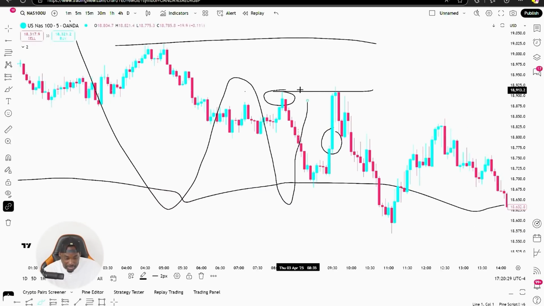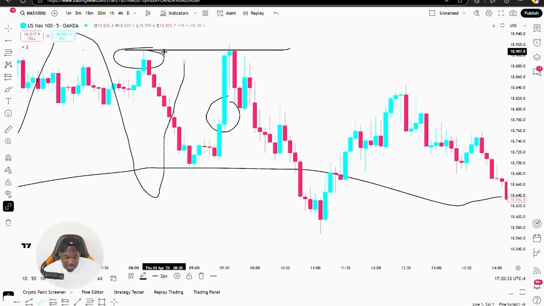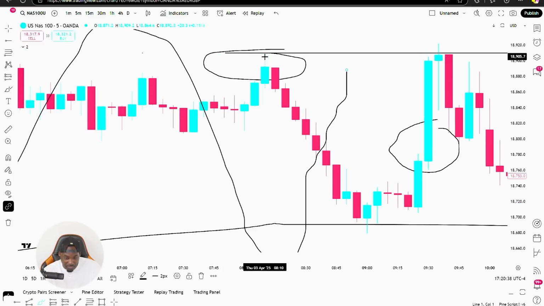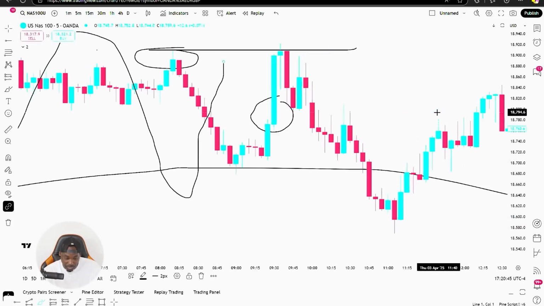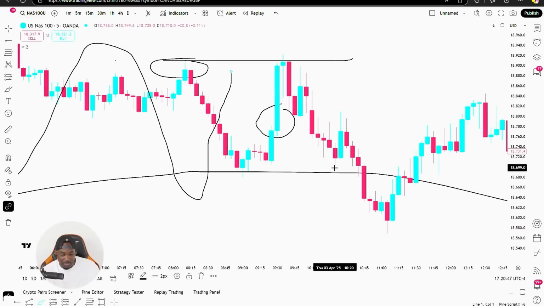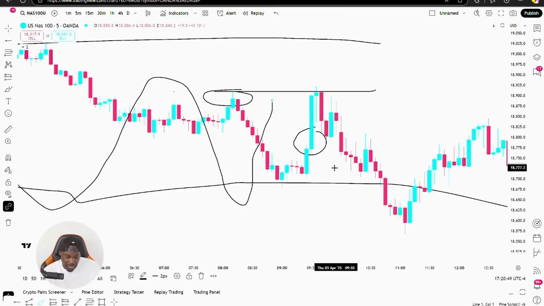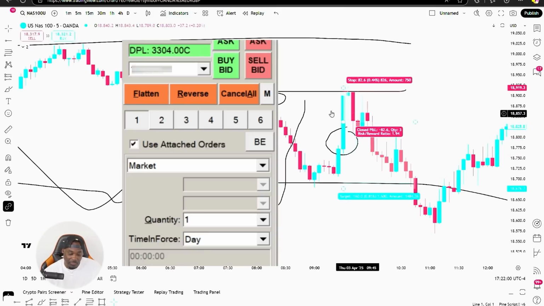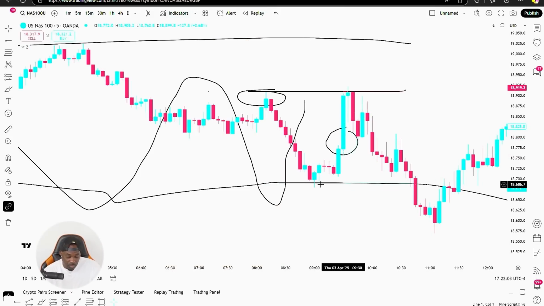So I'm looking at this resistance right here. I saw that we had a hard time at this level right here. As soon as we went above it, couldn't close above it, and went down, I went short right there, okay, for that quick scalp to the downside. And if you look at this trade, I made $3,300 for that day. Very simple, straight to the point.